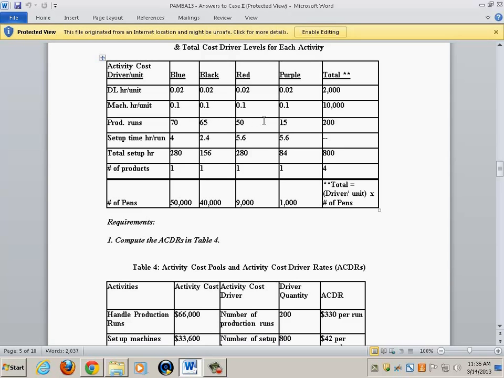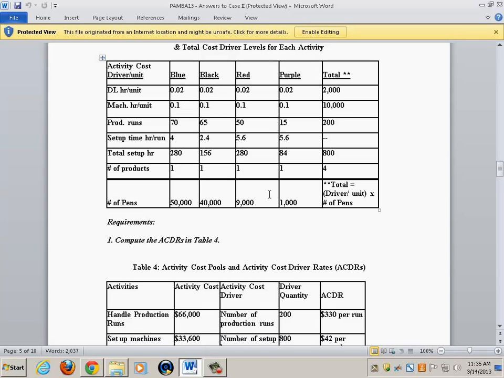In production runs, we saw that relative to the number of units produced, purple requires much more production runs than blue. Not an absolute number, because we produce 50,000 blue pens and only 1,000 purple pens. Relatively speaking, the number of runs is higher because they're produced in very small batches.